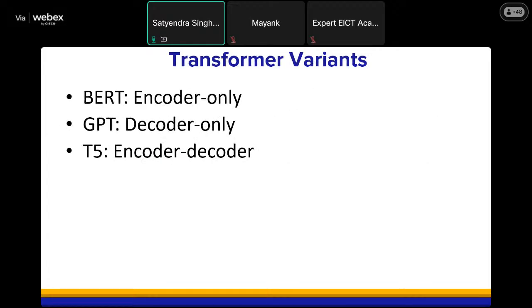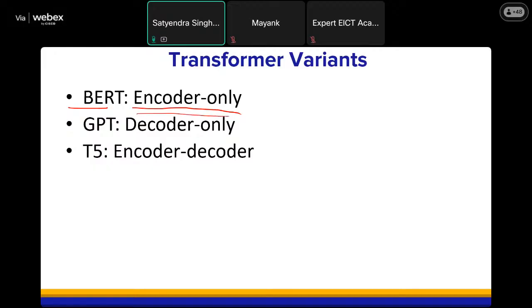And so there are various variants. You might have heard about BERT by Google, which only uses the encoder part of the transformer, because the whole objective of BERT is to give you the embedding of the input, not to generate any output. So that's why BERT uses only the encoder part.